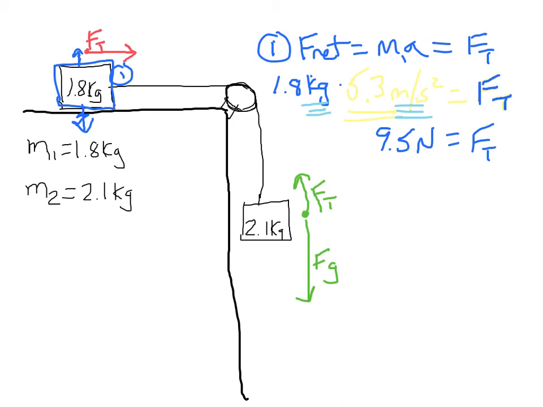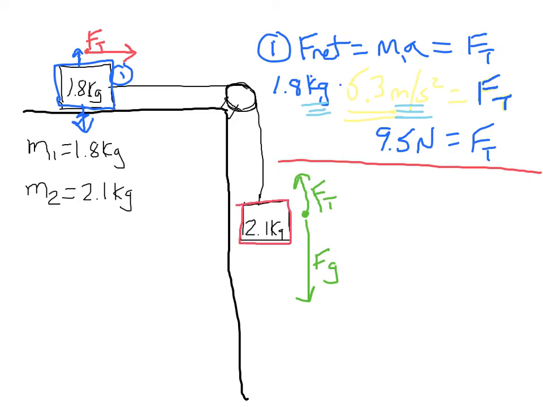What if I'm a little bit concerned that my answer might not be correct? Well, to double check, what I'm going to do is do the exact same thing for object number 2. So I'm going to draw a little line here. Now I'm talking about this box right here, this block hanging off.